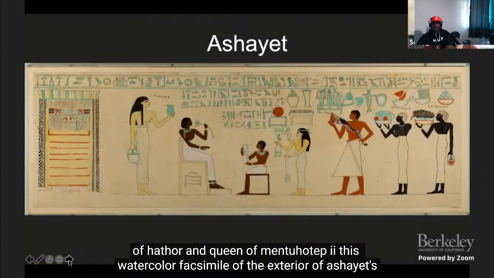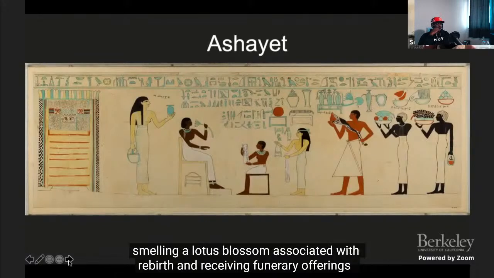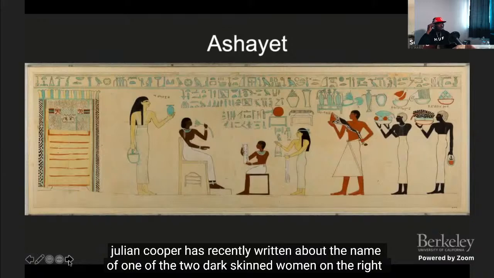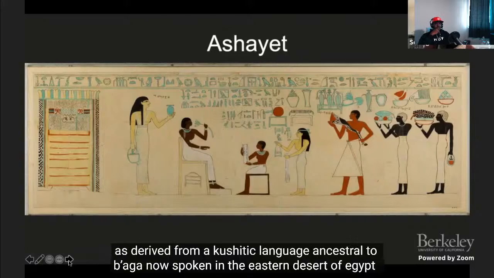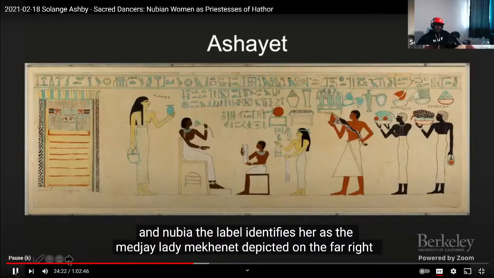This watercolor facsimile of the exterior of Ashayet's sarcophagus, now in Cairo, depicts Ashayet as a brown-skinned woman sitting before her shrine, smelling a lotus blossom associated with rebirth and receiving funerary offerings. Julian Cooper has recently written about the name of one of the 2 dark-skinned women on the right. He suggests that the woman's name, preserved in hieratic script above her image, can be identified as derived from a Kushitic language, ancestral to Beja, now spoken in the eastern desert of Egypt and Nubia.